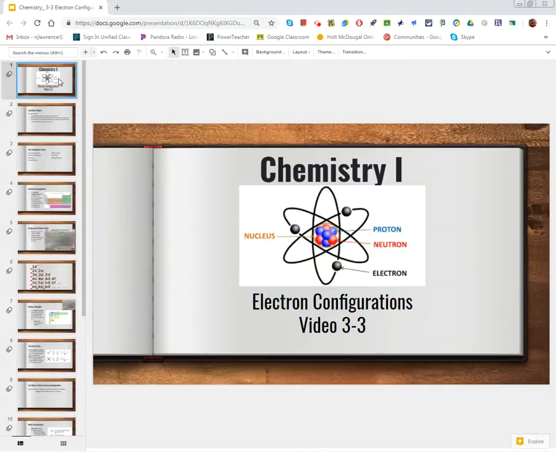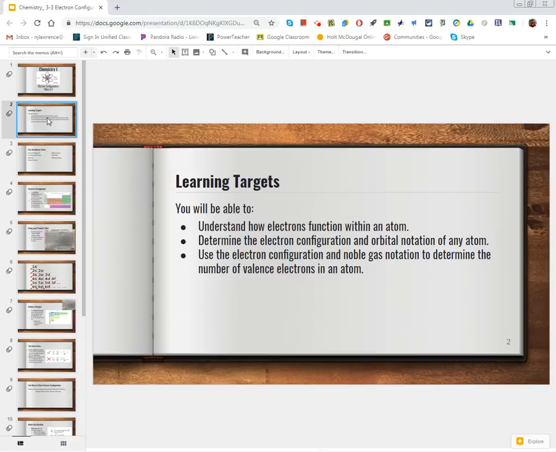Welcome to video 3.3 on electron configurations. In this video, we're going to understand how the electrons function within an atom in terms of their energy level and their orbitals and even their suborbitals. Also in this video, we're going to focus on the electron configuration.